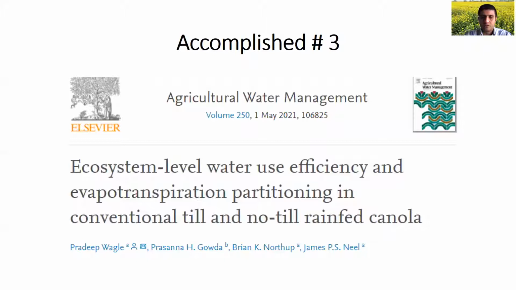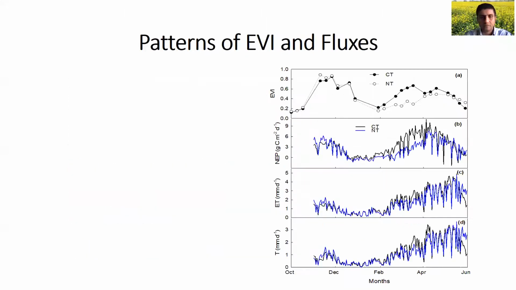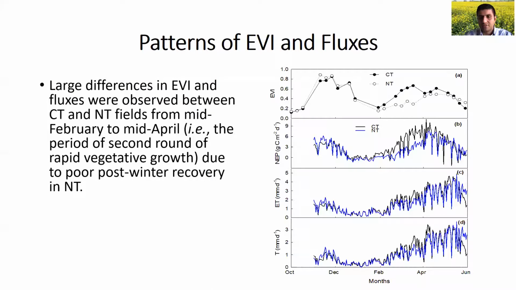And there is a third work which is published as ecosystem level water use efficiency and ET partitioning in conventional till and no-till rainfed canola. Here I'm showing the patterns of EVI and fluxes. Large differences in EVI and fluxes were observed between CT, that means conventional till, and no-till fields, from mid-February to mid-April due to poor post-winter recovery in no-till.